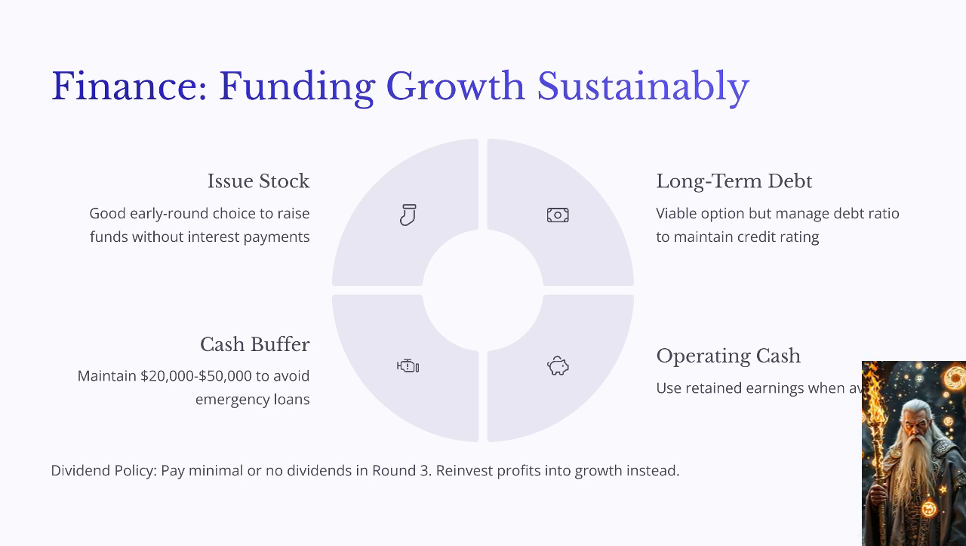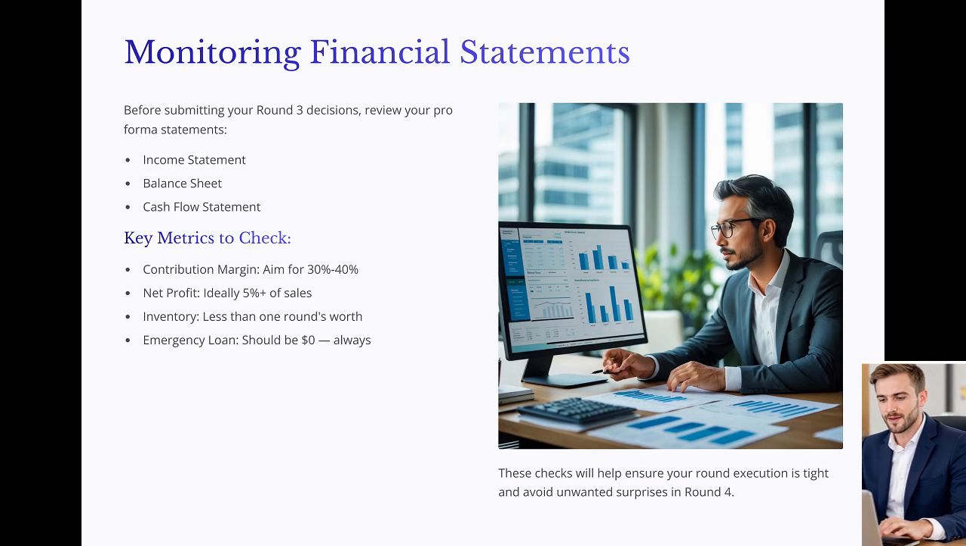Cash buffer: always leave at least $20,000 to $50,000 in cash to avoid emergency loans. An emergency loan damages your credit rating and hurts your score. Part 9. Monitoring financial statements before submitting your round 3 decisions. Review your pro forma income statement, pro forma balance sheet, and pro forma cash flow statement.